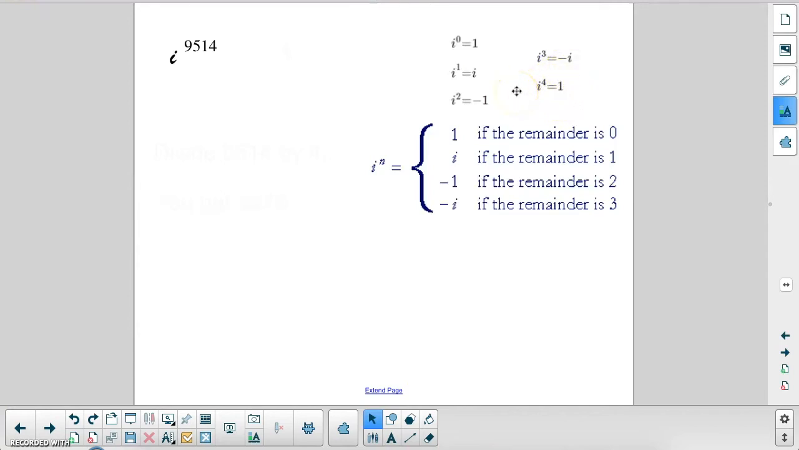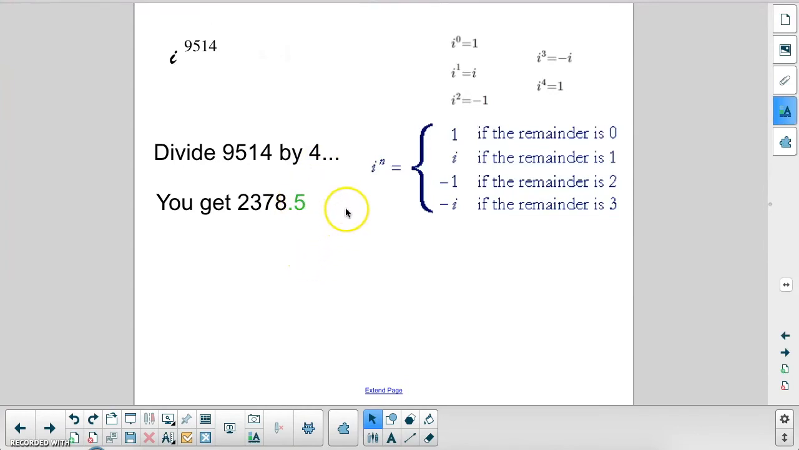So the way to look at a problem like this with a big power of i is to divide that exponent by 4. Notice after 4 rotations, we get back to 1. So if I divide that exponent by 4 and look at the remainder, that 0.5 tells me that I have a remainder of 2. So if my remainder is 2, then i to 9,514 has to be negative 1.